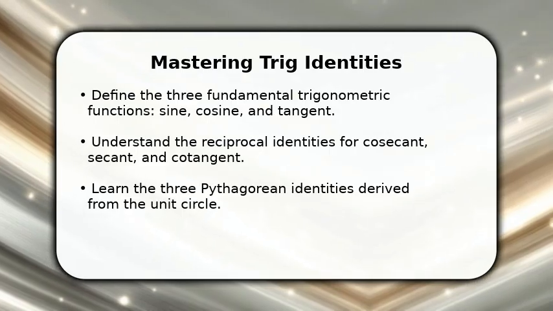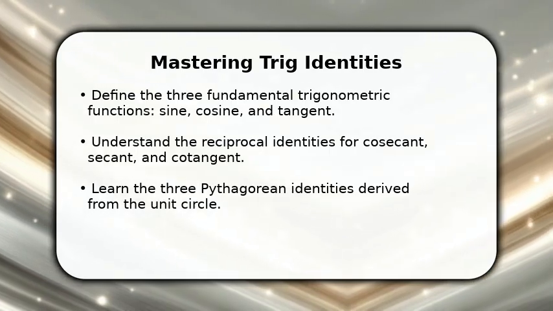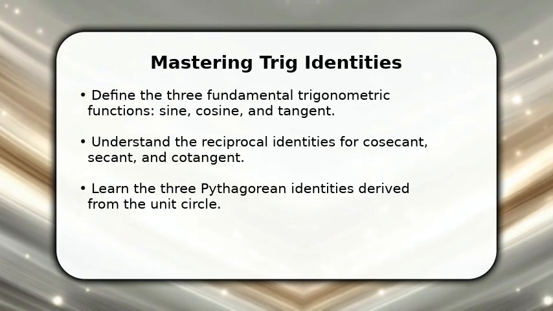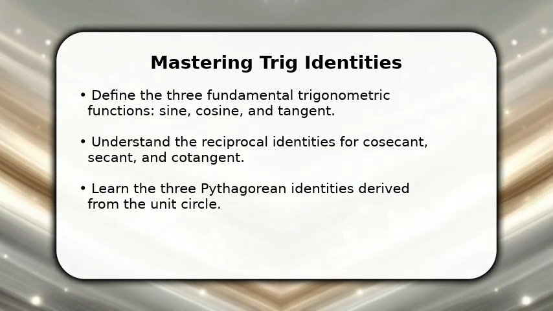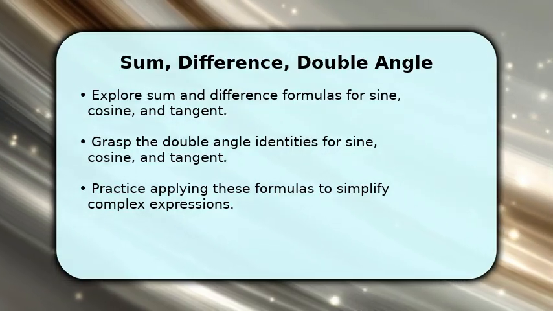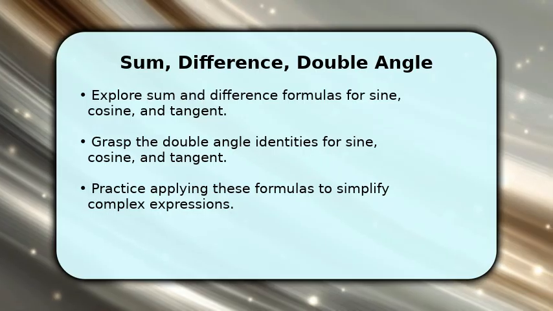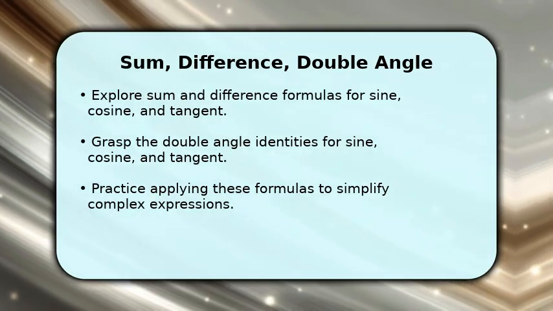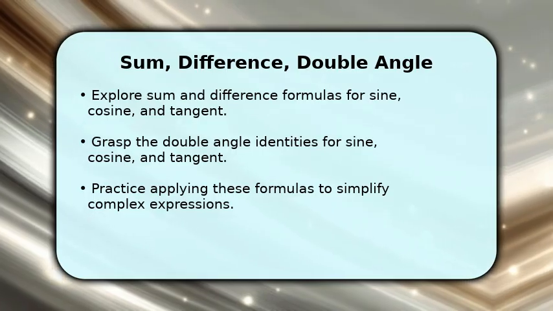Finally, master the three Pythagorean identities, such as sine squared theta plus cosine squared theta equals 1, which are crucial for many derivations. Moving on, we tackle the sum and difference identities. These allow you to find the sine or cosine of an angle like 75 degrees by using known angles such as 45 and 30 degrees.